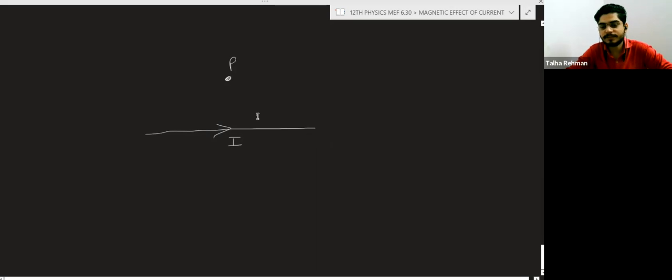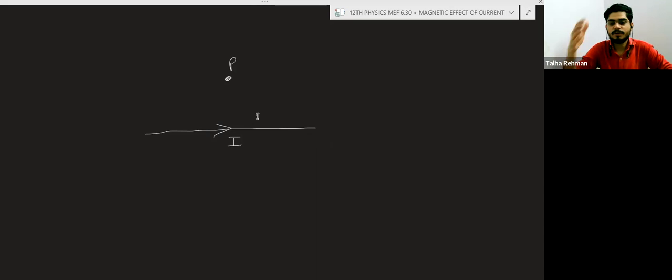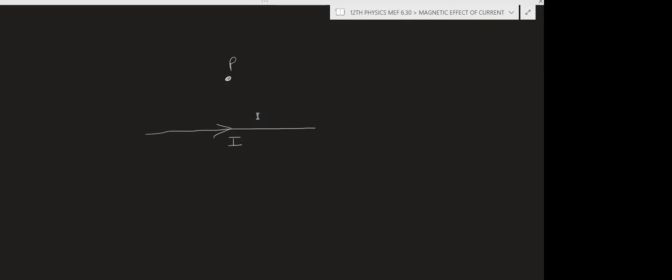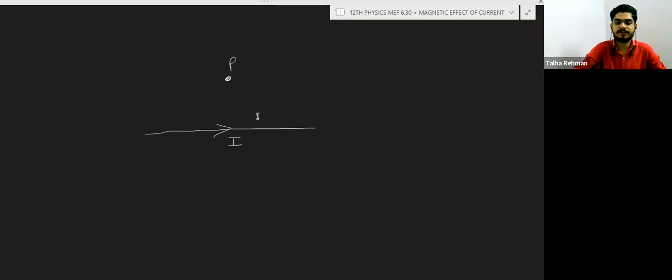What is the right hand thumb rule? I have told you, point your thumb in the direction of the current and point your fingers towards the direction where you want to calculate the direction of magnetic field, and curl it 90 degrees. Then you will get the direction. So tell me the direction of this. Out of the screen. Yeah, right. Out of the screen means here the direction you will get is outwards.